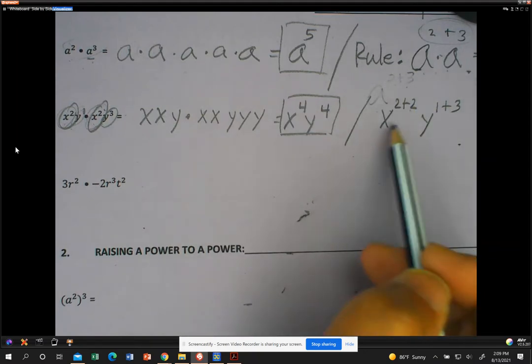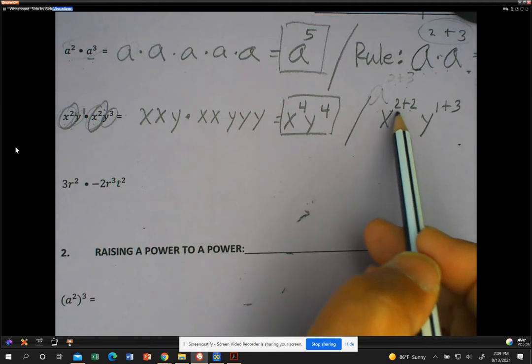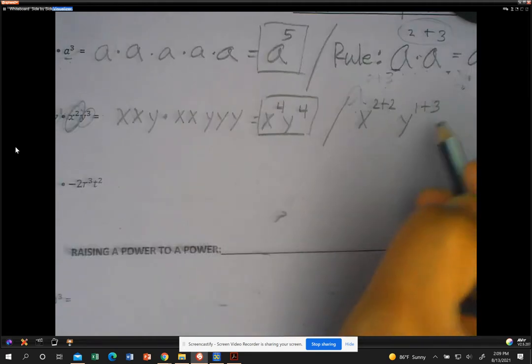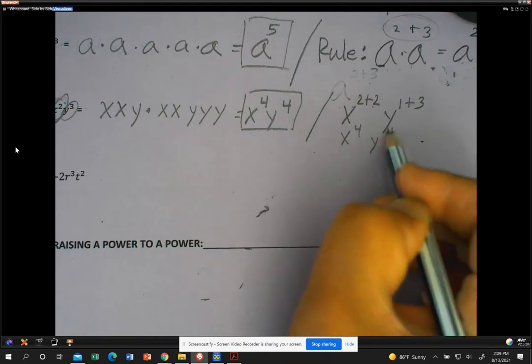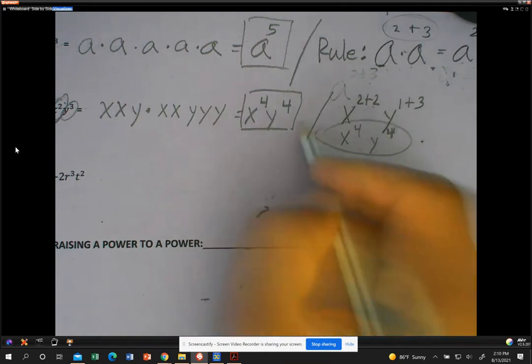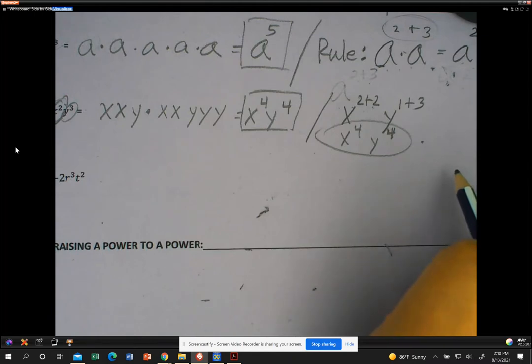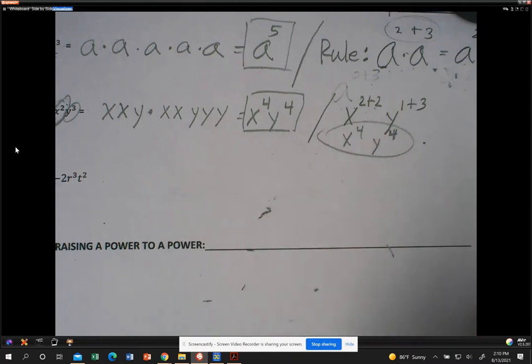All right, so you can tell that x to the power of 2 plus 2 will give you x to the 4th and y to the 4th. All right, and that'll be it. And this will be your answer, which is the same thing. All right, so we're going to move on to the next one.